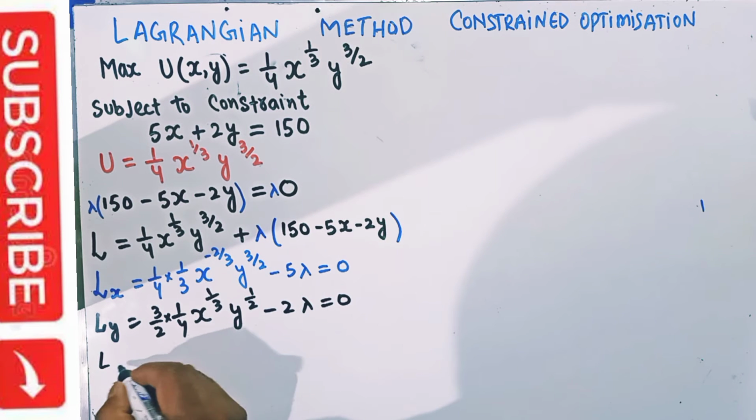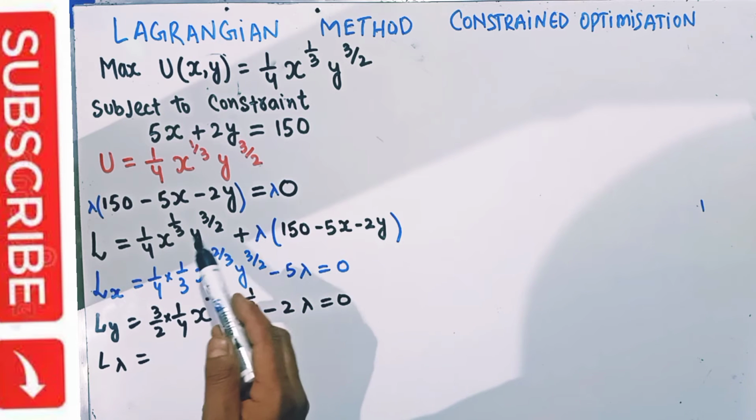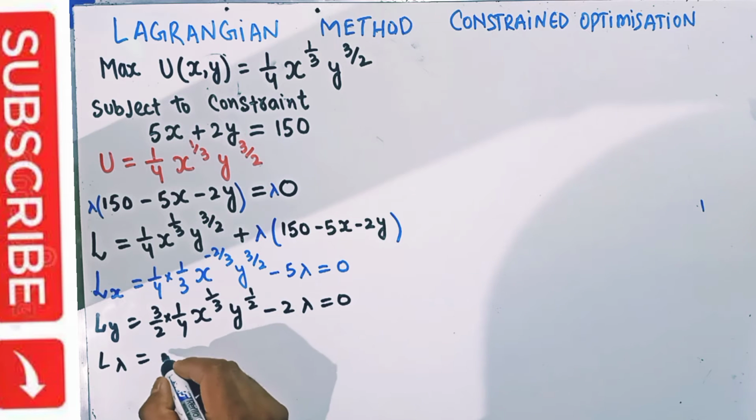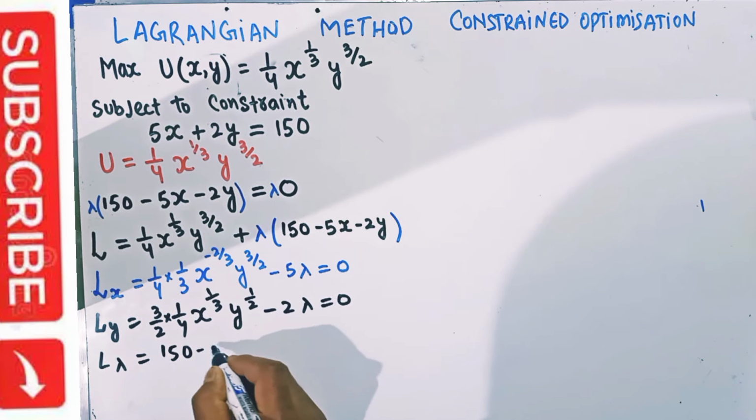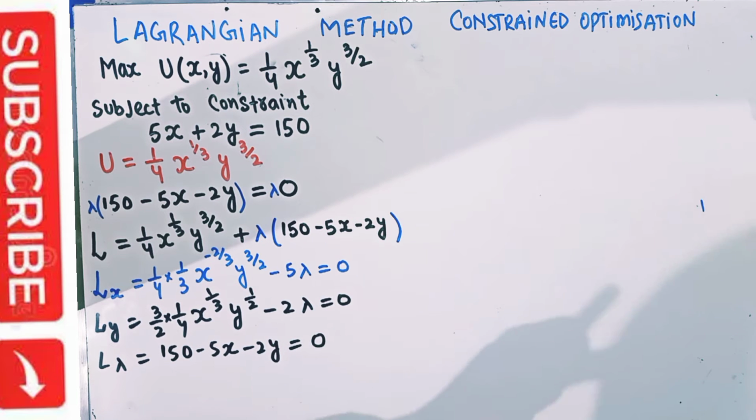Then we take the partial with respect to lambda. Since no lambda is involved in the first term, its derivative is 0. The derivative of lambda is 1, so we are left with 150 minus 5x minus 2y, and we also set it equal to 0.